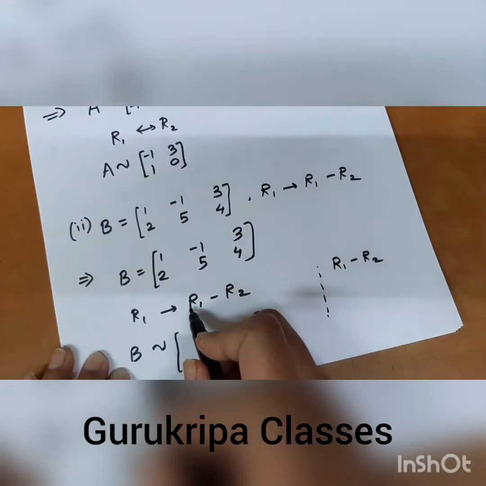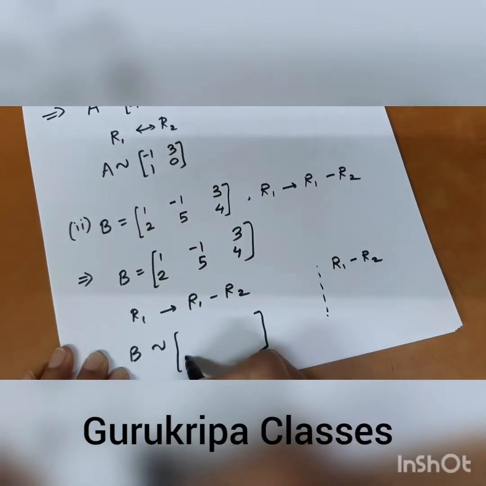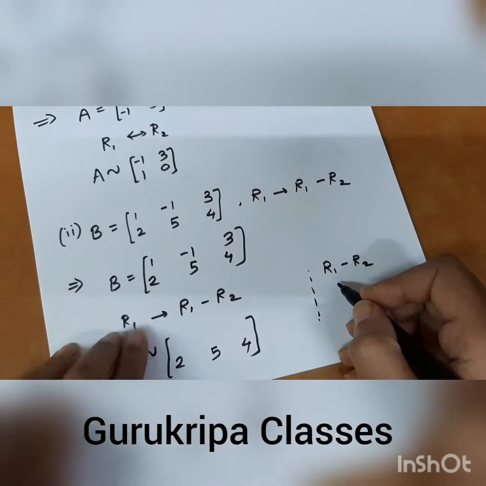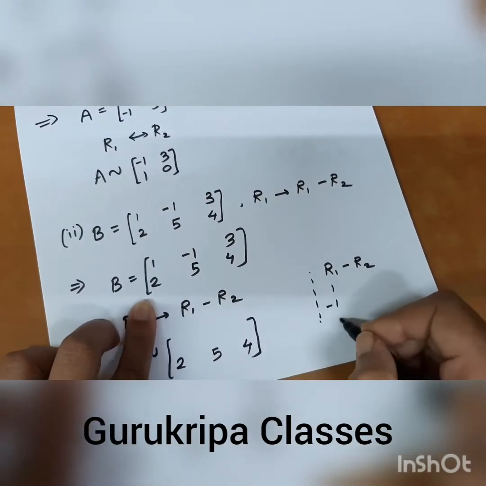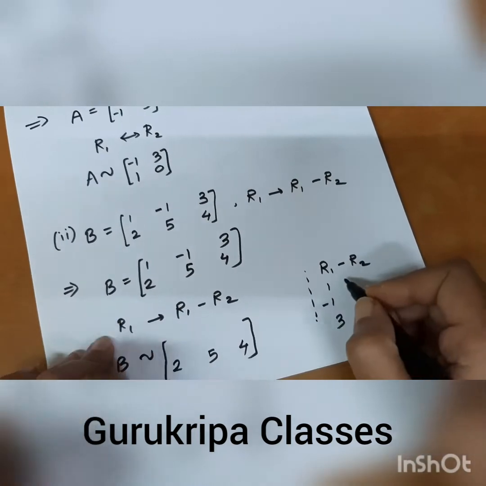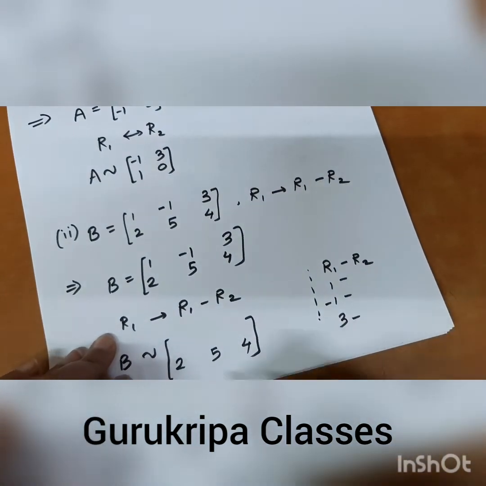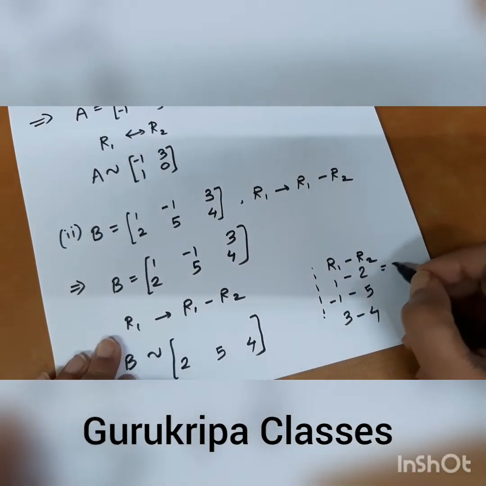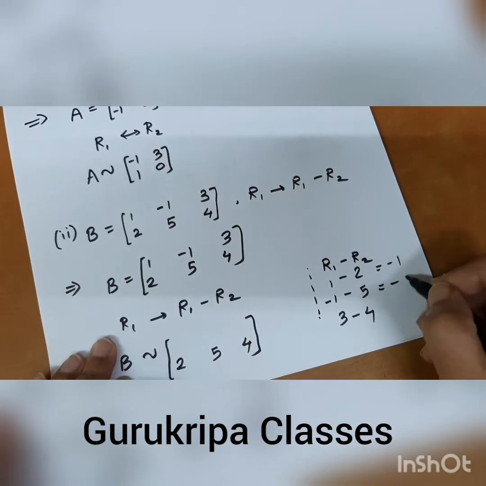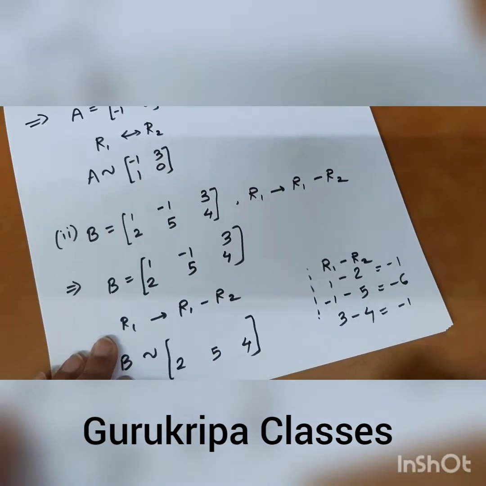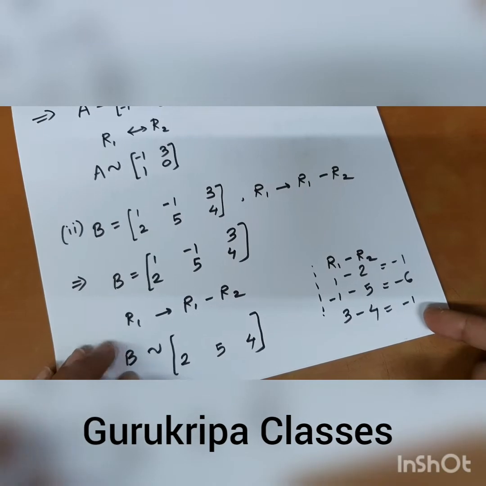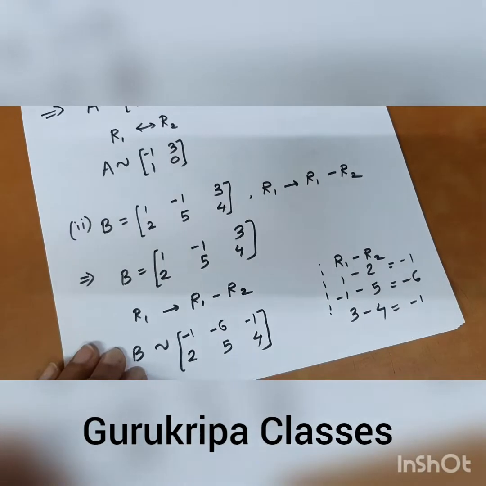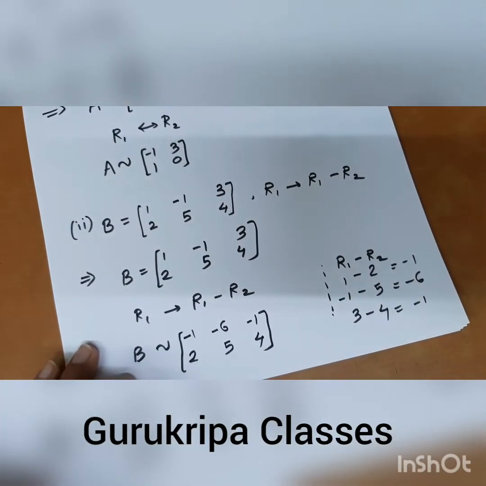So the operation is on R1, that is the first row. R2 will be as it is, so I am writing R2 as it is. R1 minus R2. What are the elements of R1 here? 1 minus 1 3. Minus, what are the elements of R2? 2 5 4. So 1 minus 2 is minus 1. Minus 1 minus 5 is minus 6. 3 minus 4 is minus 1. So these elements now I will write in the first row, that is minus 1, minus 6, minus 1. So this is the answer for the second example.